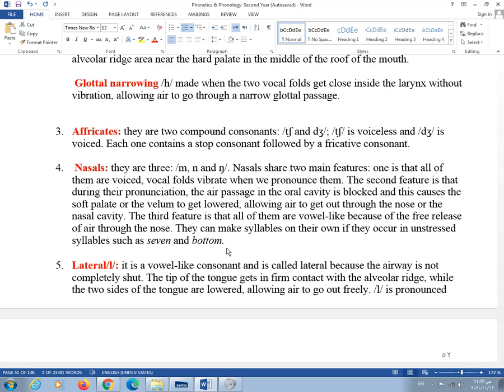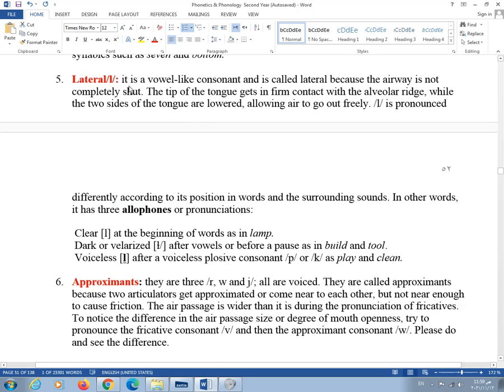Okay, a lateral L, this one sound. As you see, it's called lateral because the airway is not completely shut. The tip of the tongue gets in firm contact with the alveolar ridge, while the two sides of the tongue are lowered, allowing air to go out freely. Of course there are many pronunciations for the sound L. These pronunciations are called allophones, as we said before.